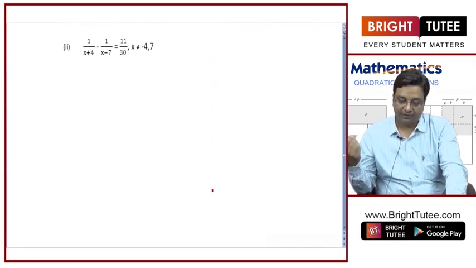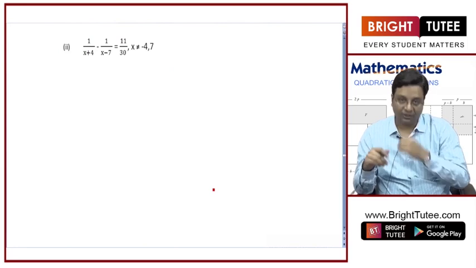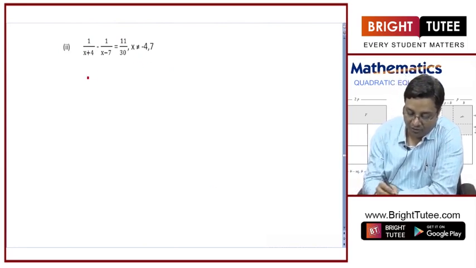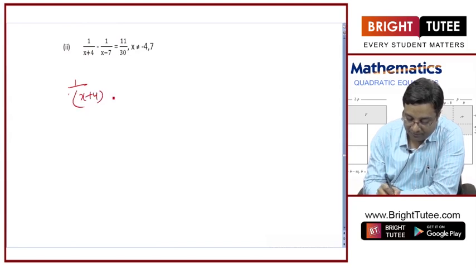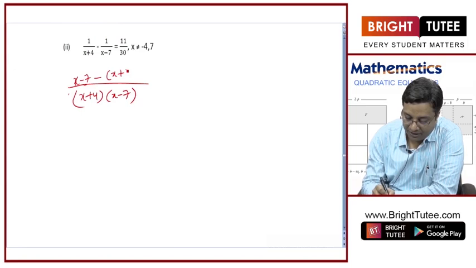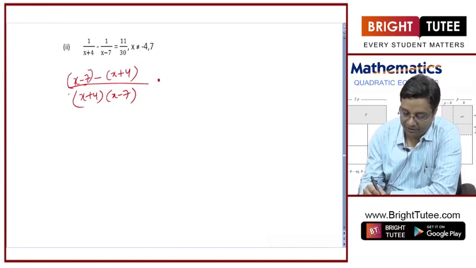This is another equation. Now we need to convert it into a quadratic equation first. And how do we do that? By just taking the LCM here. I can write it as 1 by, let me take the LCM directly. If I take the LCM as x plus 4 into x minus 7, I will have x minus 7 here minus x plus 4 here. So let me write it in bracket form. Okay, so this will be my left hand side.